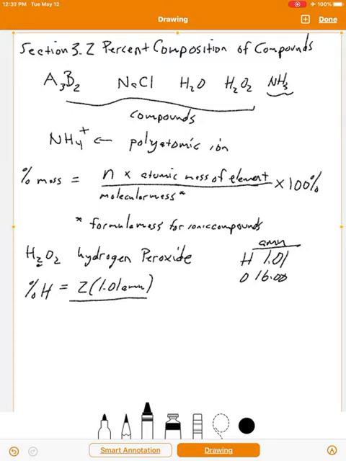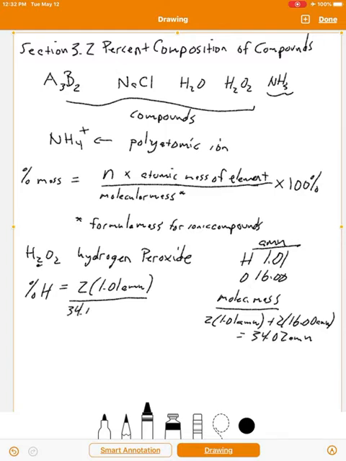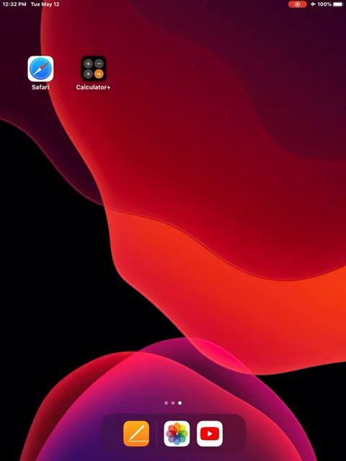Hydrogen and oxygen are both nonmetals, so this is a molecular substance. Well, how do we figure that out? We're just going to add them up, right? So let's do the molecular mass. The molecular mass would be 2 times 1.01 plus 2 times 16. So that would be 34.02 AMU. Okay, so 2 times 1.01 divided by 34.02, multiply that by 100. What this does is essentially tells us what percentage of the total mass is due to hydrogen.